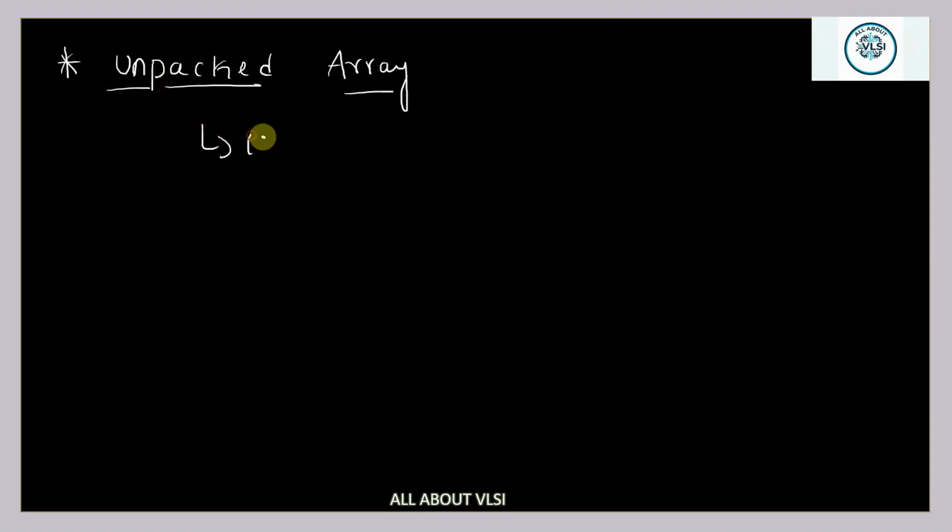Now, let us see, first of all, what do you mean by an unpacked array? In the case of an unpacked array, we again have the classifications: 1D unpacked array, 2D unpacked array, and 3D unpacked array. So first let us start our discussion about the first type of unpacked array, which is 1D.